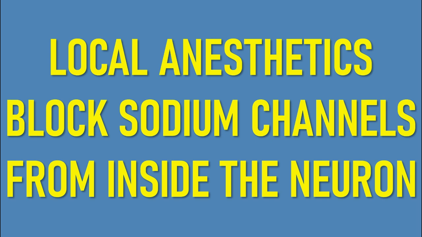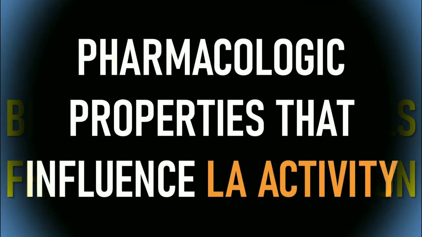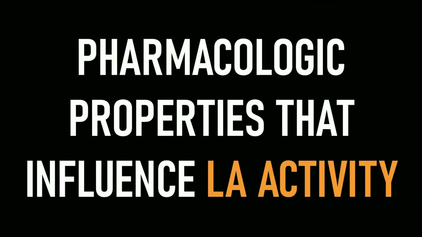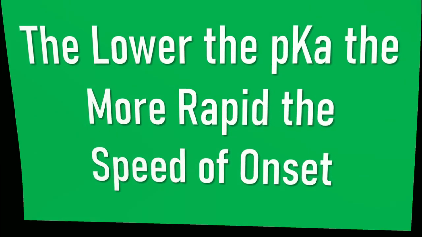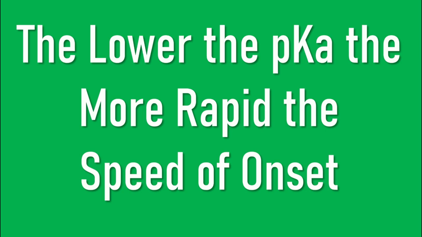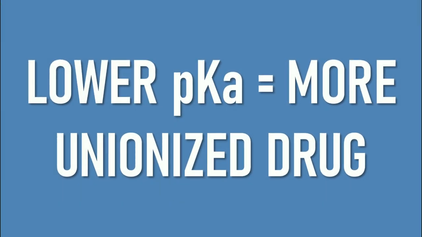So while they all work the same way, some have a rapid onset and offset of action, some have a longer duration of action. So let's look at the pharmacological properties that influence local anesthetics. The first property relates to its pKa. The lower the pKa, the ion dissociation constant, the more rapid the speed of onset, because at a lower pKa there is more unionized drug.